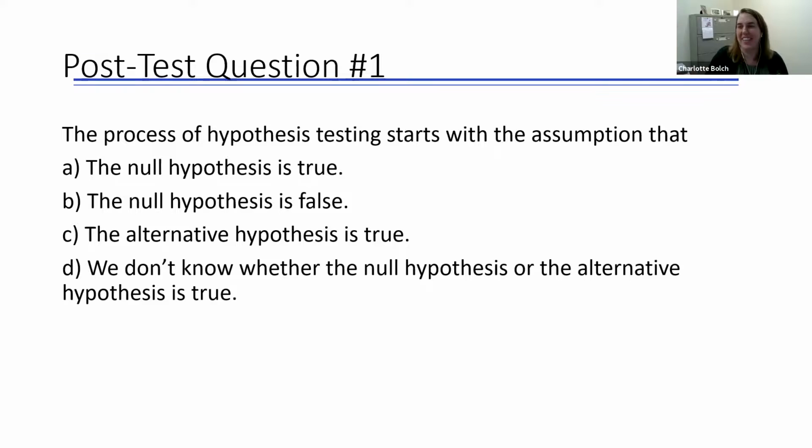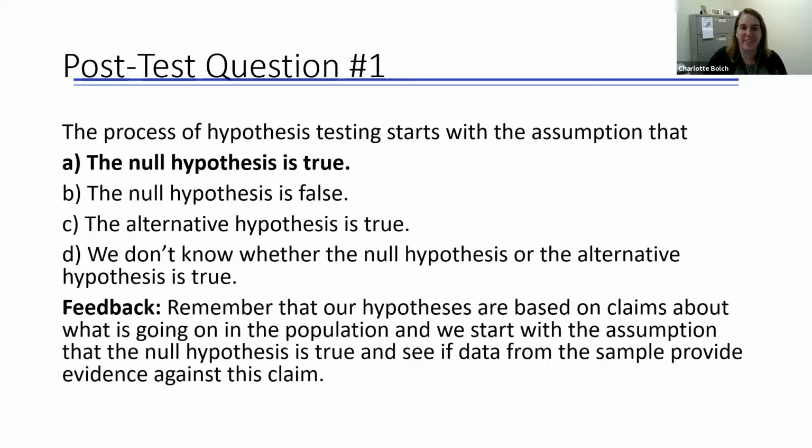Yep, good job, Sam. So the null hypothesis is true is what we're starting out with in our process of hypothesis testing. Remember that our hypothesis is based on these claims about what's going on in the population. And so we start with this assumption that the null hypothesis is true, that there's no difference or no effect that's happening in the population. And we're using the data from our sample to provide evidence against that claim.